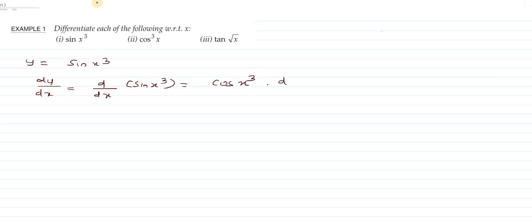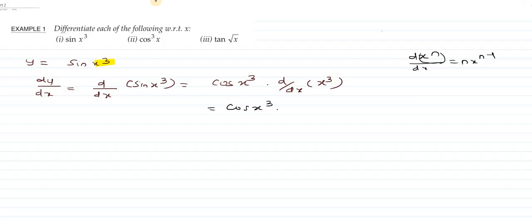Then what you have to do? You have to differentiate the angle inside. This is nothing but the angle, right? In sin x cube, x cube is the angle. So you have to differentiate x cube. What is the differentiation of x cube? X power n differentiation is n x power n minus 1. Here it is 3 x power 2, correct? So the answer will be 3 x power 2 cos x cube. Any doubt?